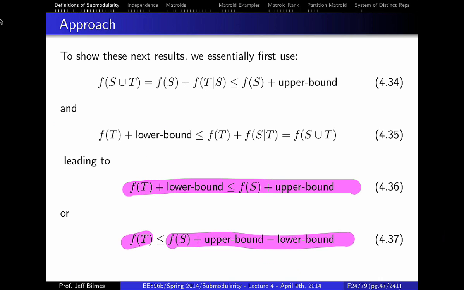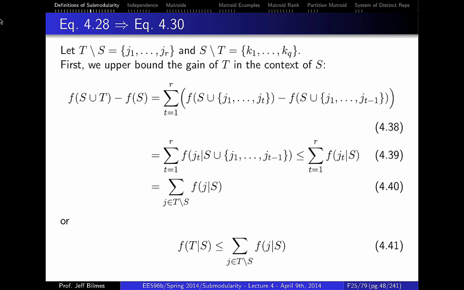Okay, so is the general approach clear? First we're going to do this upper bound, I believe. So we need to define some notation. Let's say the stuff that's in T but not in S, we call J1 through JR. That means T has R items that are not in S. Similarly, the stuff that's in S but not in T is K1 through KQ. So S has Q items that are not in T.